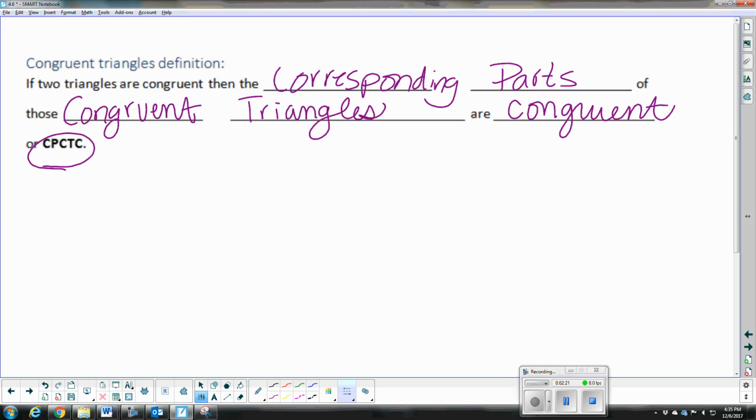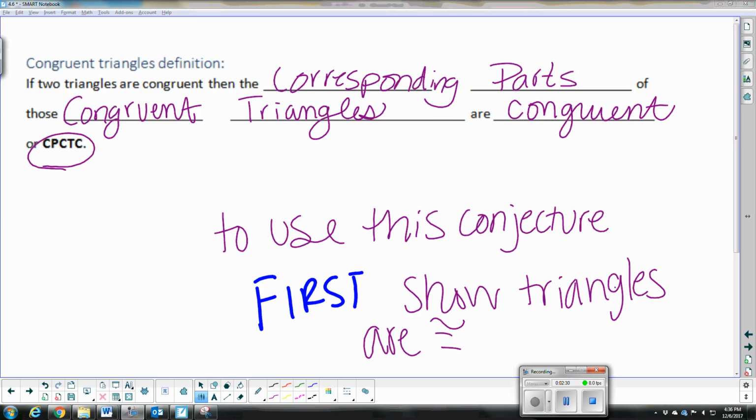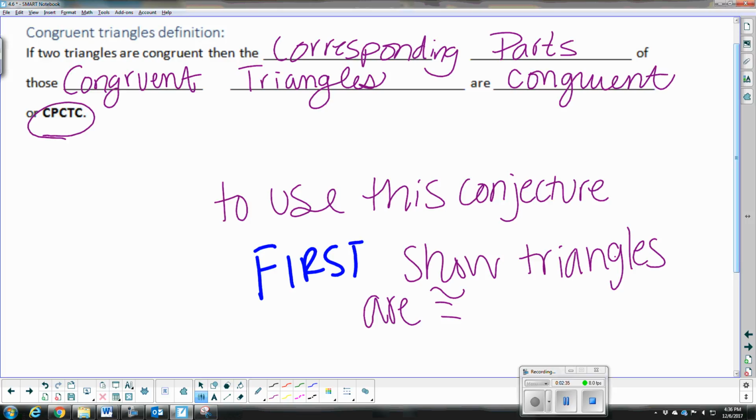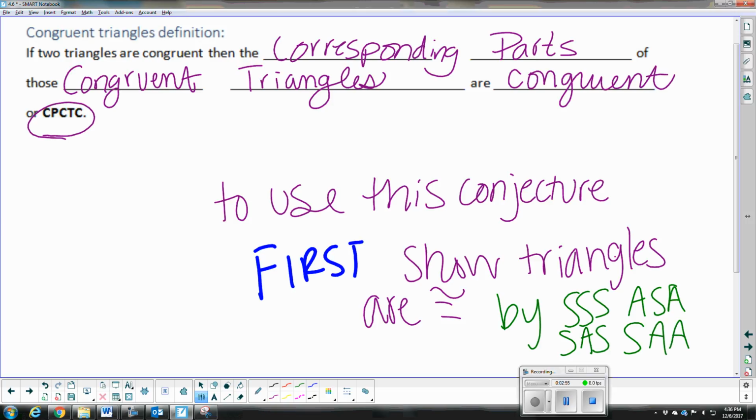In order to use this conjecture, you need to first prove that the triangles are congruent. You can show that the triangles are congruent by using any of those shortcuts: side, side, side; side, angle, side; angle, side, angle; or angle, angle, side. Again, you cannot prove that triangles are congruent by using angle, angle, angle, or side, side, angle. Those are not valid shortcuts.